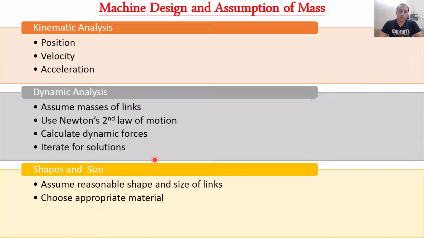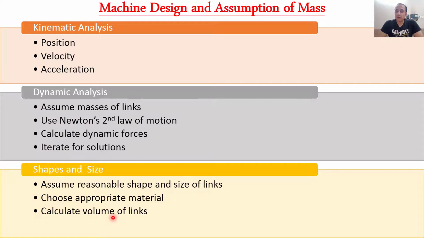There's another thing which you need to select, and that is the material. Although I said that we selected the material in dynamic analysis, it doesn't matter whether we select it here or there, but we need to select the material as well, because only if we select the material will we be able to judge whether the deflections are within the acceptable range or not. Okay, so now we have the assumed mass, the assumed shape and size, and the assumed material. Now, with the help of the shape which we just assumed, we can calculate the volume of links or parts.